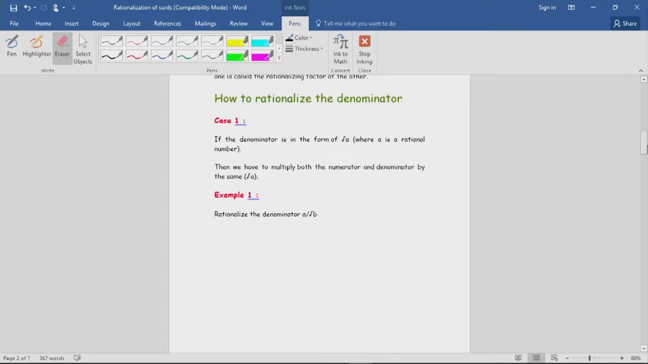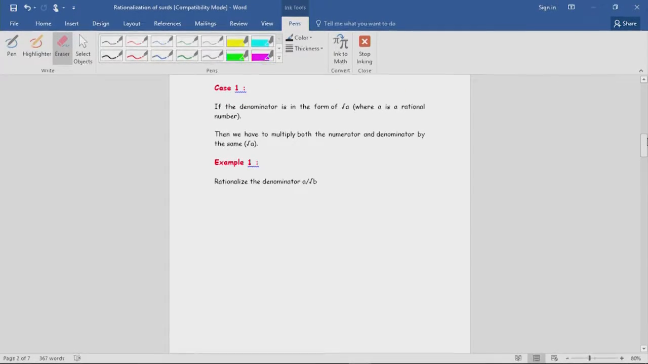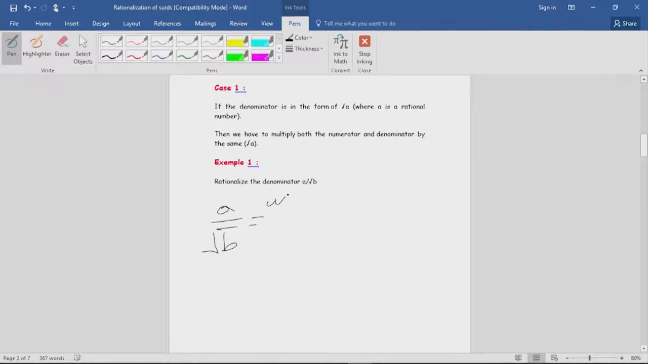Okay, here we say example 1. Example 1 says rationalize the denominator a upon root b. We have there a upon the square root of b. If we are rationalizing this, it means that we are going to multiply both numerator and denominator by the rationalizing term there. The rationalizing term there is what?